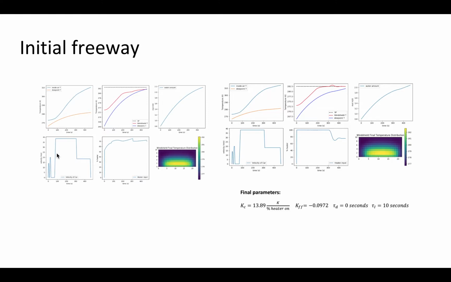On the bottom left we have our disturbance variable, the velocity, which represents some sort of scenario like a freeway trip or a grocery store visit. And then the bottom middle shows the controller input, what the manipulated variable is doing, and the bottom right shows the final temperature distribution of the windshield.